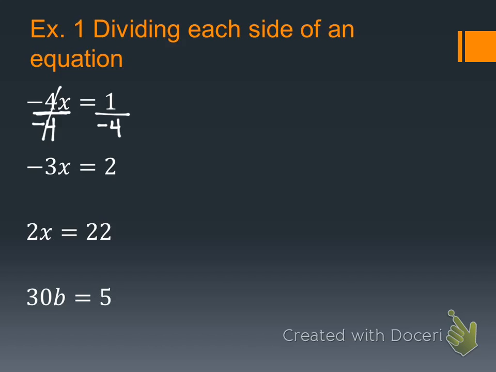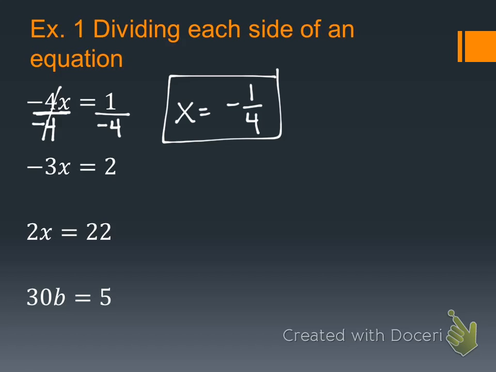Is 1 over -4 -4? No, it's -1/4. So my answer is -1 over 4. Again, I can plug this back in really quickly using my calculator. -4 times -1 over 4, and I get +1. So I know I got the right answer. Does everybody see how we did that? And you always want to divide by exactly what's being multiplied. So I divide by -4.